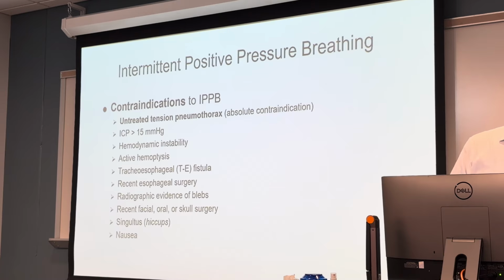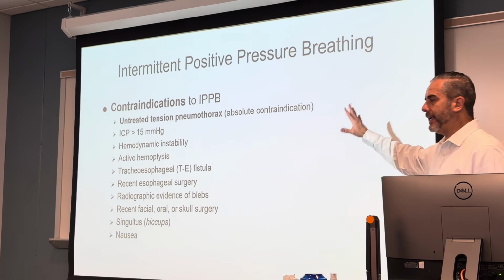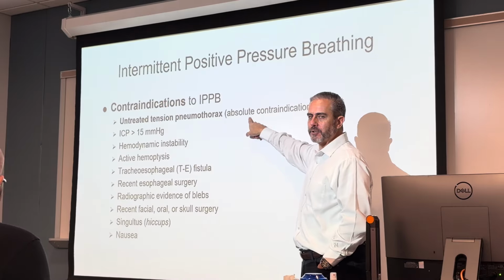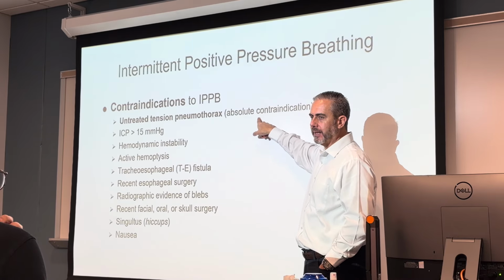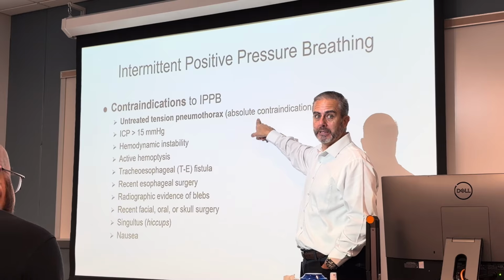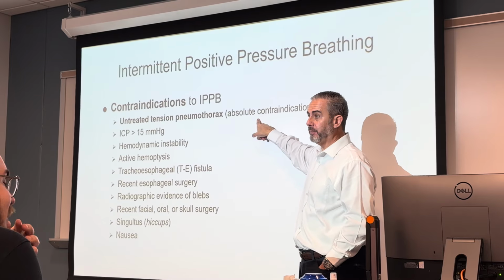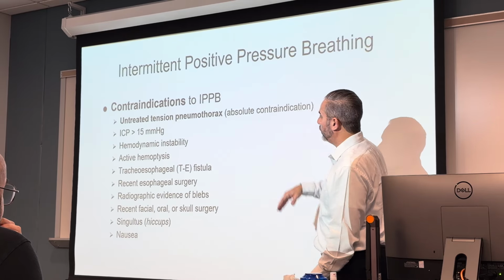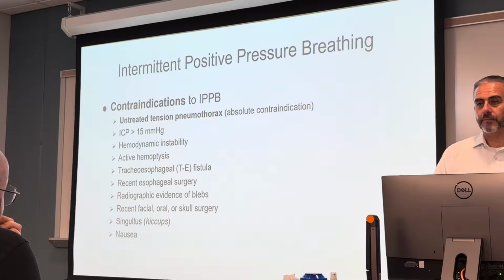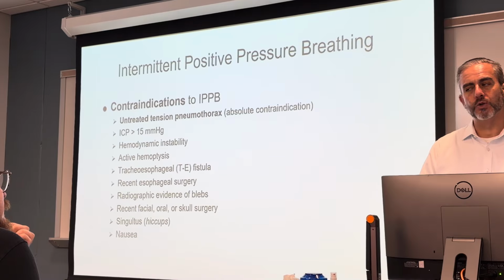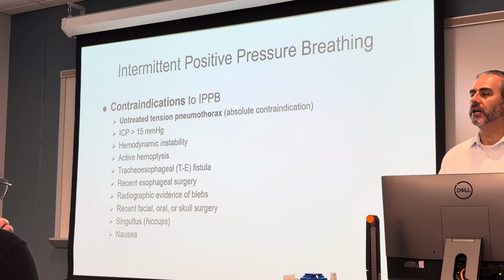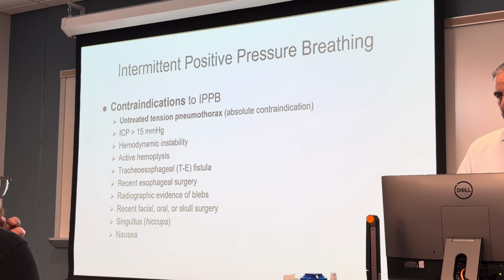So the first thing here, these are all contraindications, but the first one is the absolute contraindication. Now when you see the term absolute contraindication, that means you are not giving the therapy. You cannot give this therapy with this condition. The other contraindications, you have to weigh the risk-benefit. But an absolute contraindication means you are not giving it. So the only one true absolute contraindication to IPPB therapy is a patient with a pneumothorax, an untreated pneumothorax.